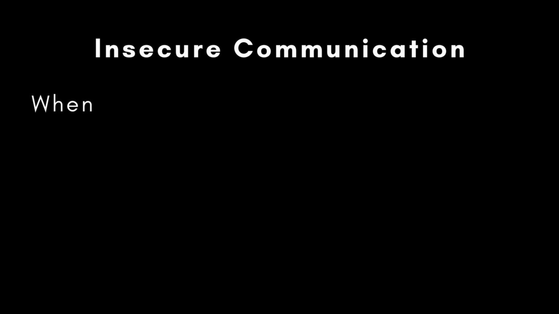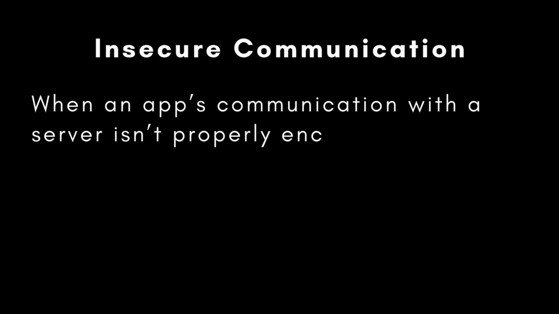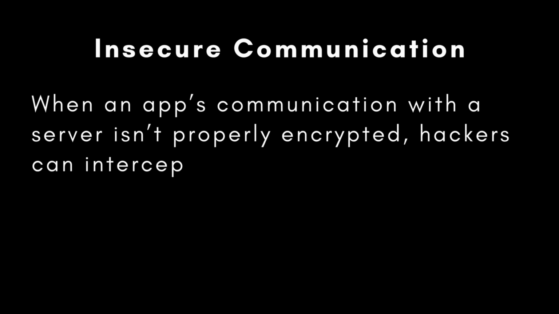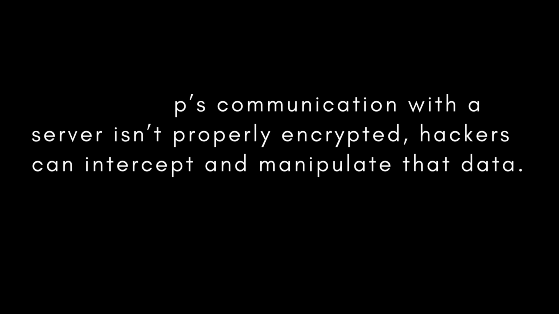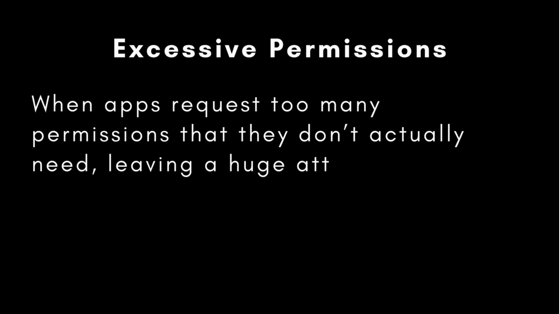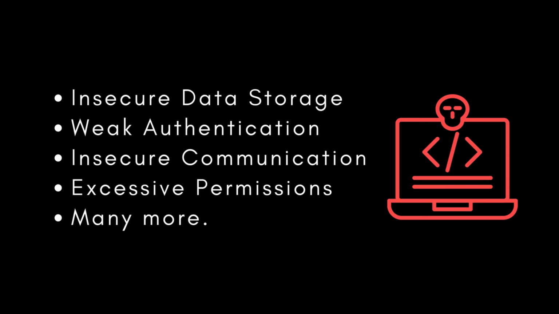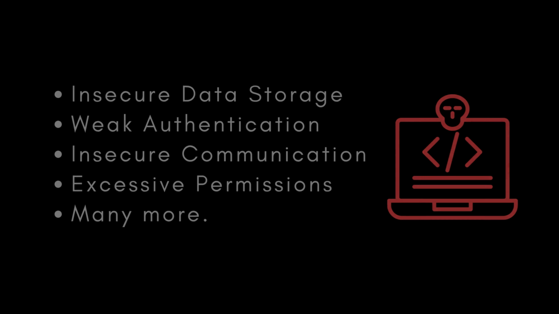Insecure communication, when an application's communication with the server isn't properly encrypted, hackers can intercept and manipulate that data. Excessive permissions, when apps request too many permissions that they don't actually need, leaving a huge attack surface for attackers to exploit. And those are just a few examples. We are going to deep dive into each of these, but more importantly, I'll show you exactly how to exploit them in a safe testing environment.